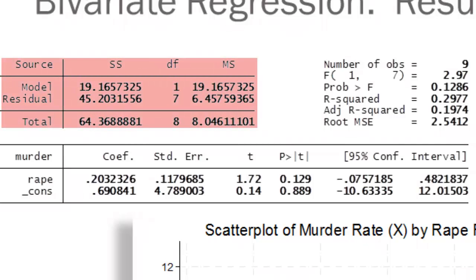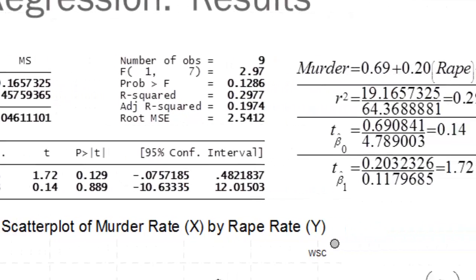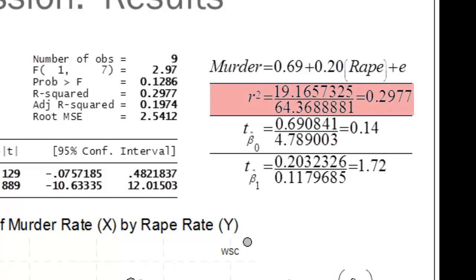Now that ANOVA table has a lot of other information. Thinking back to our ANOVA problems, we can see we have a model, residual, and total sum of squares. The model sum of squares is our regression sum of squares, residual is our error sum of squares, and total is obviously the total sum of squares. So we can use that information and immediately calculate R squared, or the coefficient of determination. We do that by taking the ratio of the model sum of squares to the total sum of squares, or using the notation I had earlier, the regression sum of squares to the total sum of squares. Looking over on the right, I calculate that statistic and we get 0.2977, pretty close to 0.30.